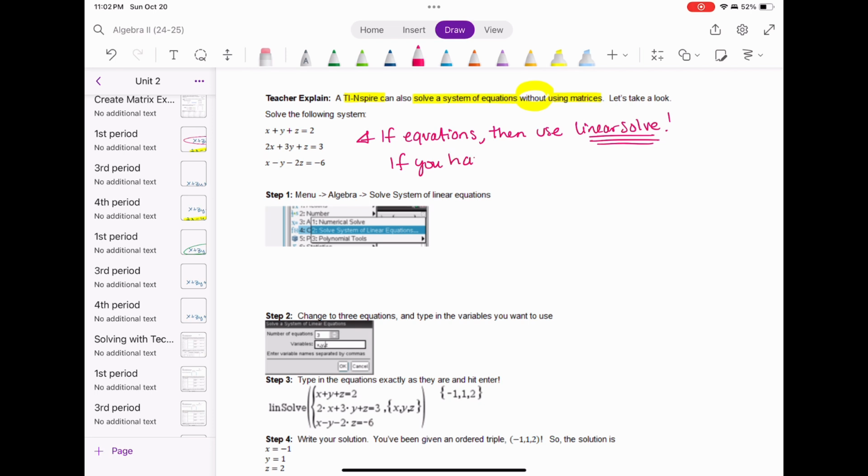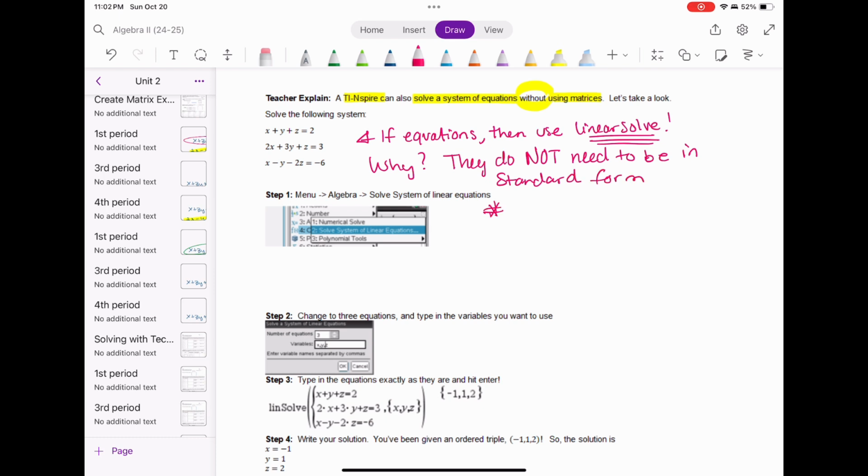Why? The reason is you don't need to have your equations in standard form, and you're going to see in a little bit when you do different problems. And also, you do not need to have your equations in terms of x, y, and z as well. And you're going to see that in a little bit again with the different problems. Now, the only downside is that you can only do this if you have a TI calculator.